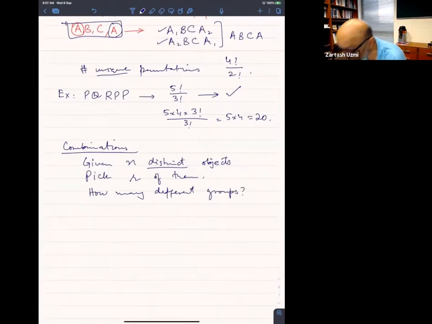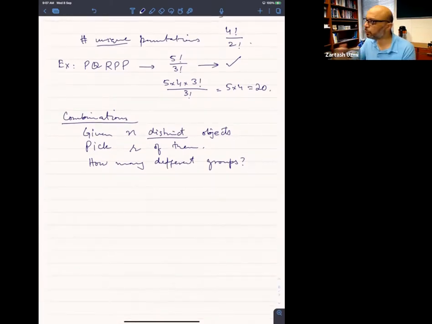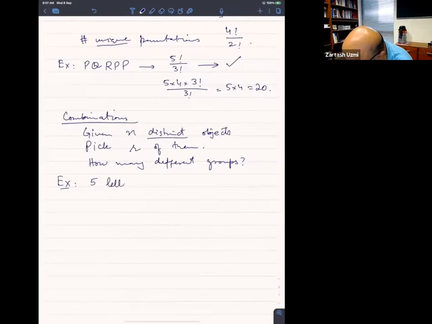Or how many different subsets of R items from N distinct items? Before I answer this question, or before you answer this question, and you probably know the answer from the basic probability course, let's do an example, which is easy. So 5 letters. Let's say you have A, B, C, D and E. 5 distinct letters, these are 5 objects.